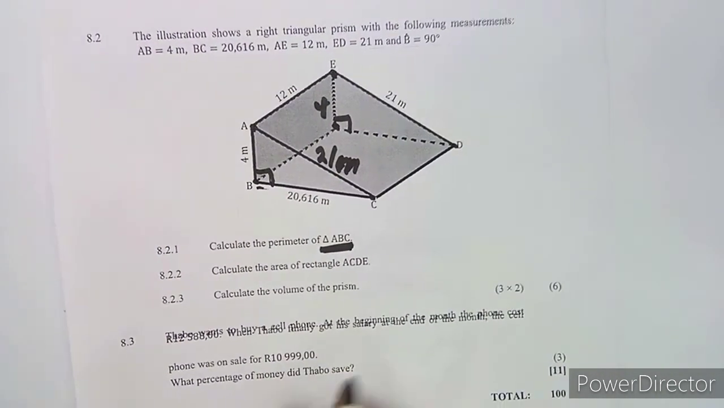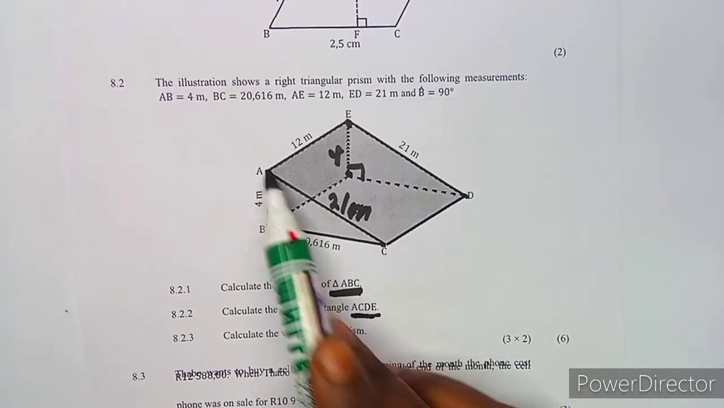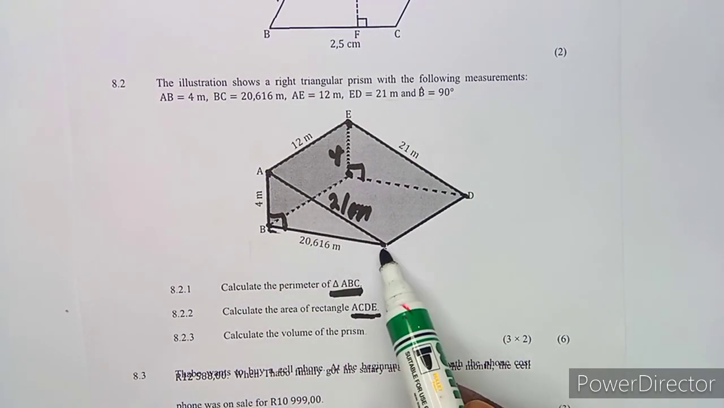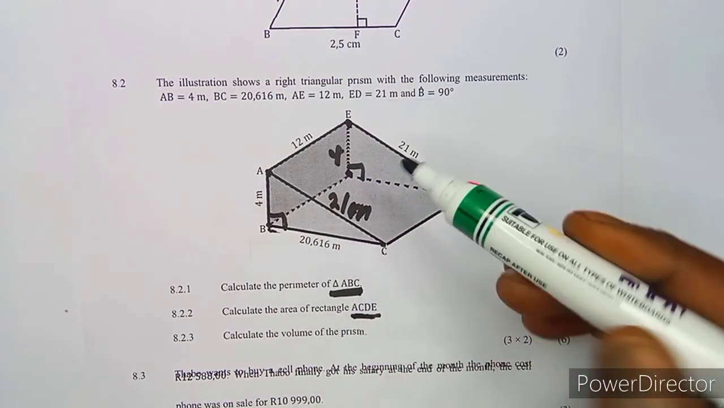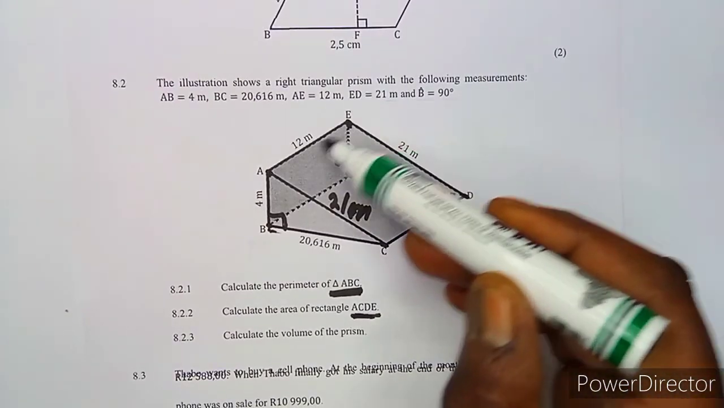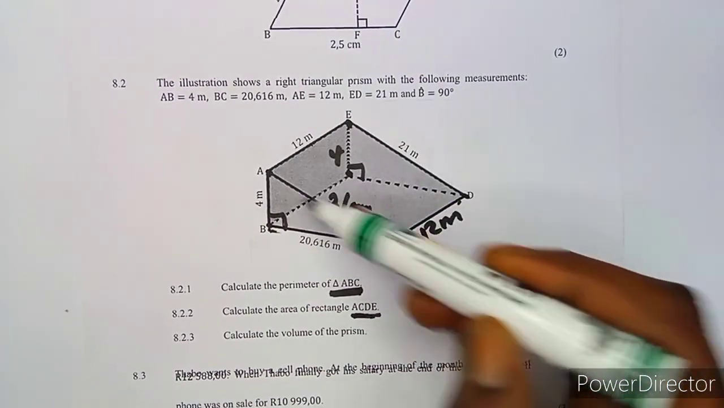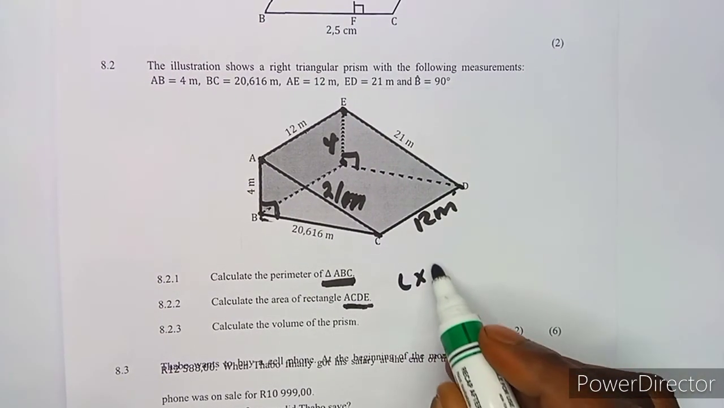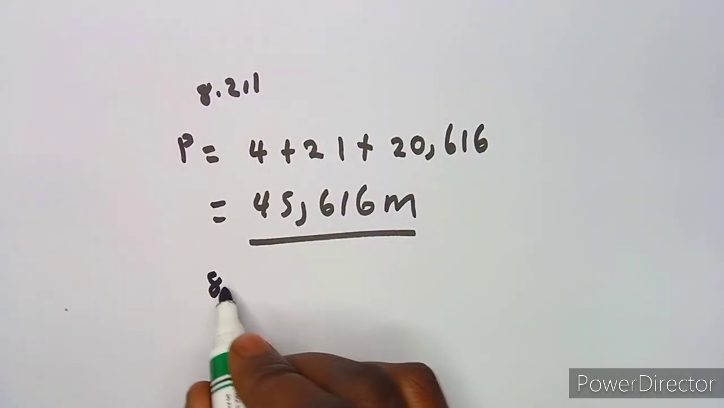Then we are also given the area of rectangle ACDE. That's the rectangle that we are given. As you can see, these sides are opposite, so this is going to give us 12 meters, 21 and 21. The part on top there is a rectangle, and the area of a rectangle is length times breadth, or length times width. Okay, so that's 8.22.